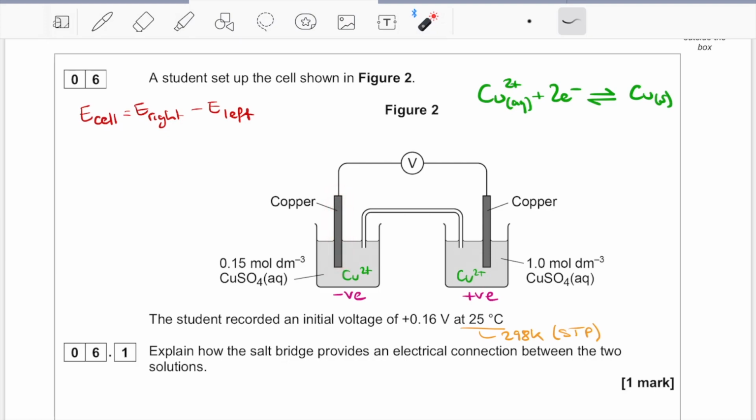So if we were comparing the number of electrons on the metal, on the left and the right, because of this shift to the left, because of the reduced concentration, we would have many, many more electrons on the left compared with the right. And it's that difference that is the potential difference.